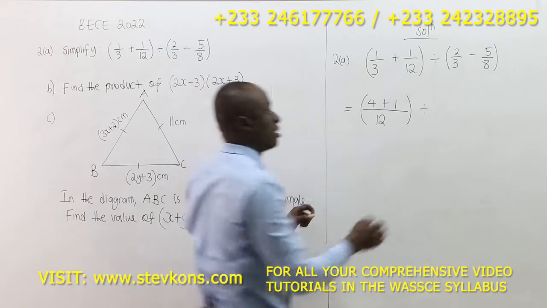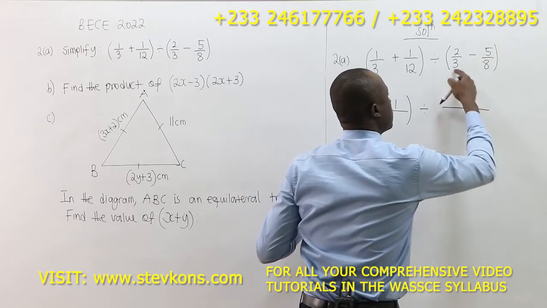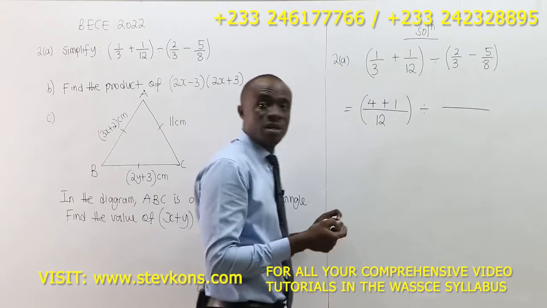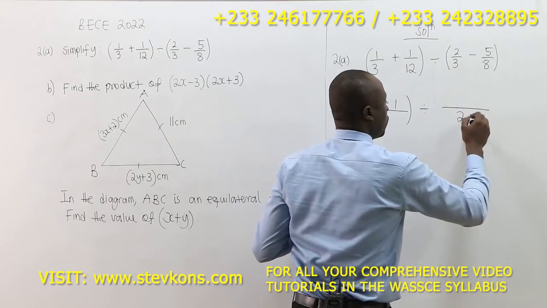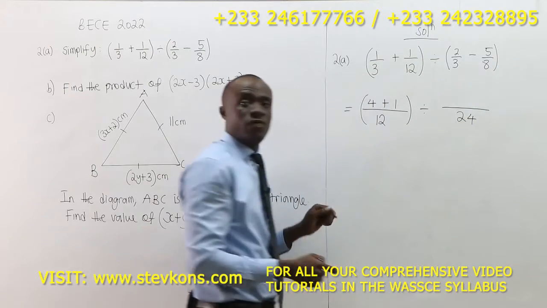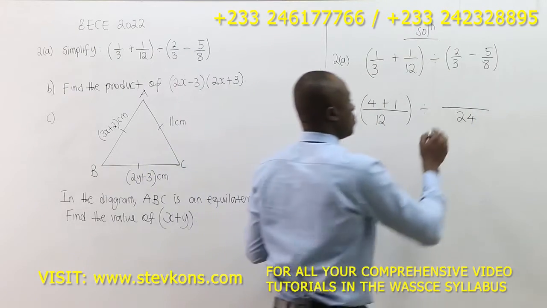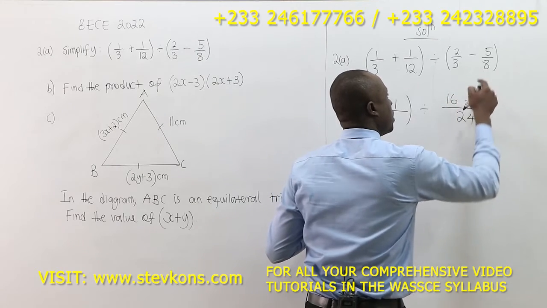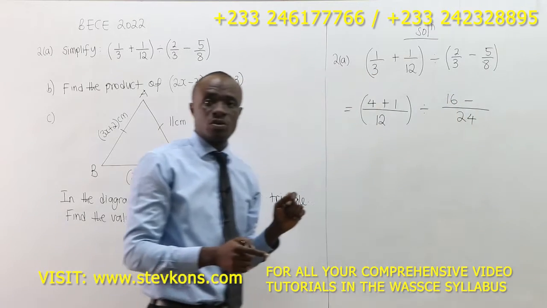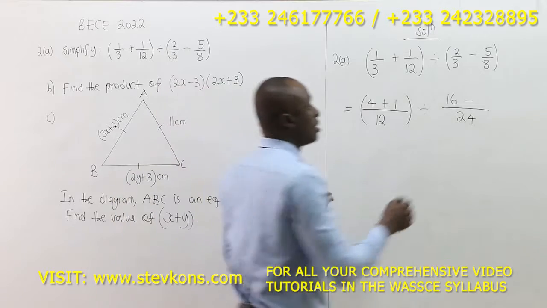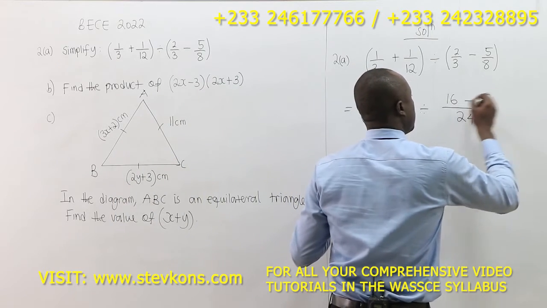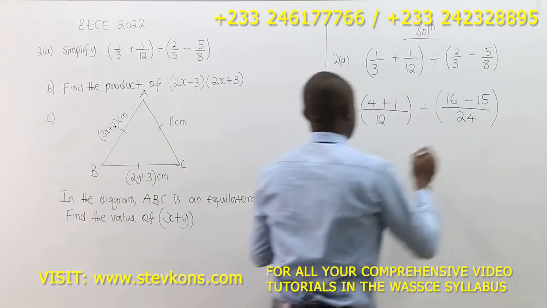Divided by, what's the LCM of 3 and 8? The LCM is 24. 8 goes into 24 three times, 3 times 5 is 15, and 16 minus 8 will go into 24. This is giving us 15.